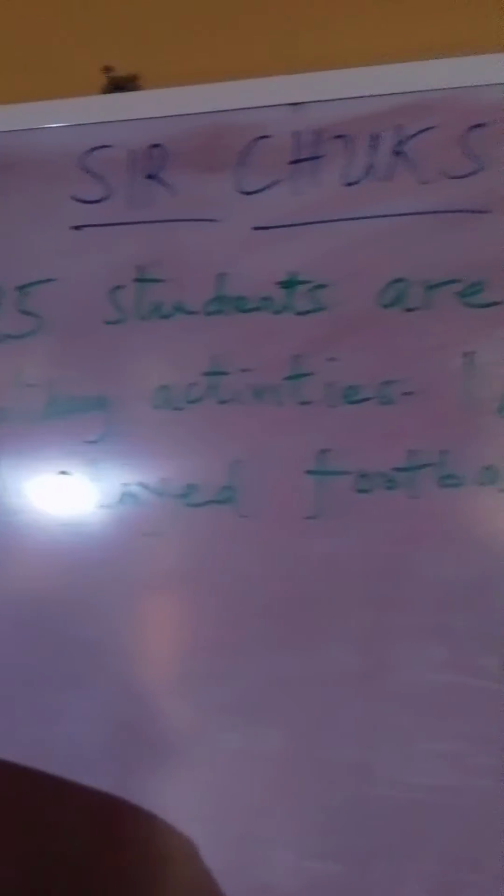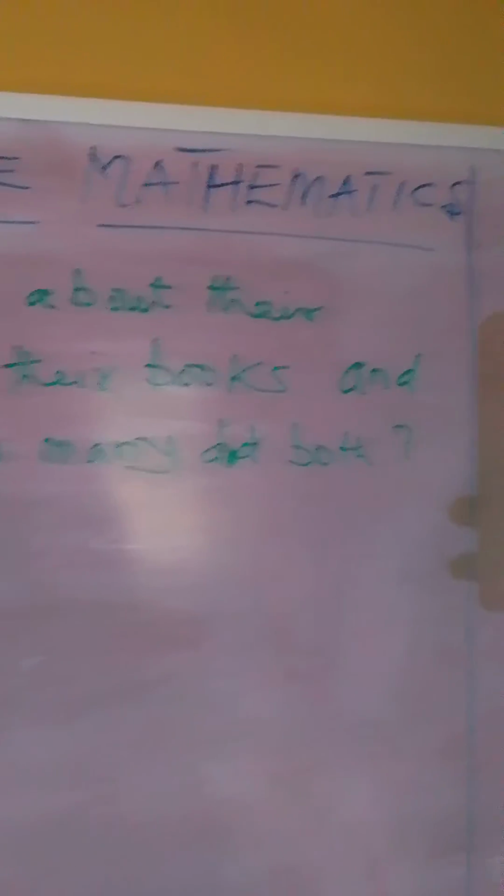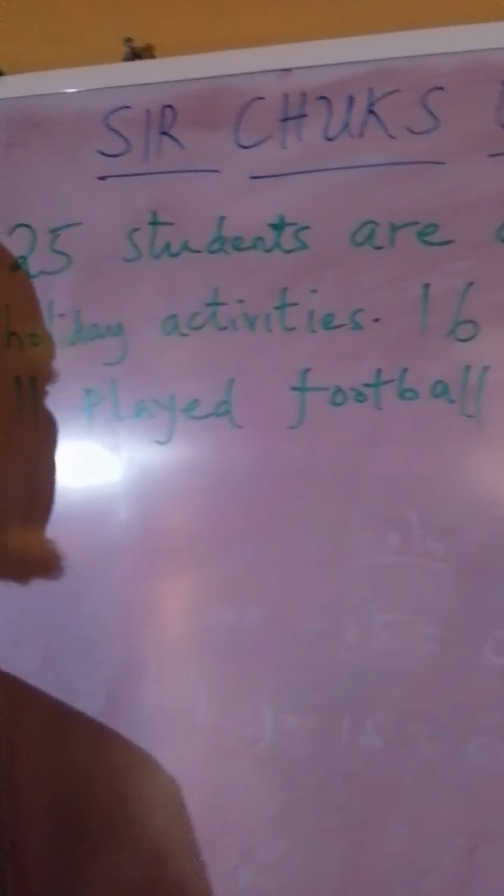We have a question here. Let's solve this question. 25 students are asked about their holiday activities. 16 read their books and 11 played football. How many did both? Alright, so this is a Venn diagram of two sets. Let's solve it.